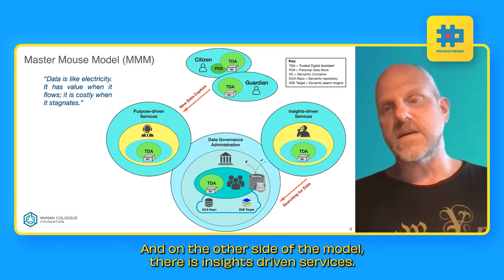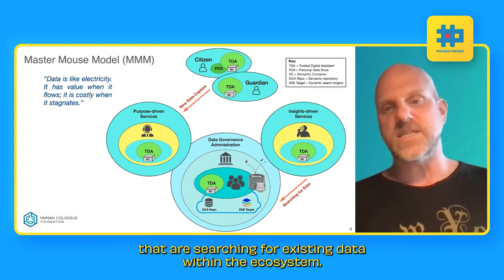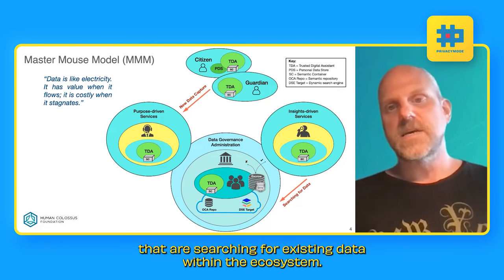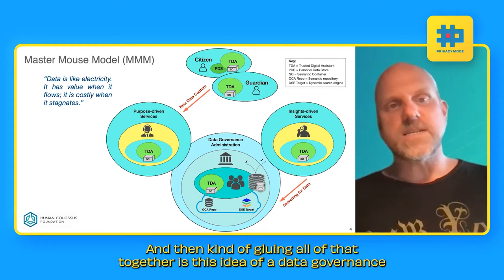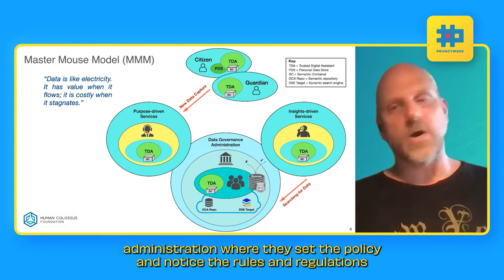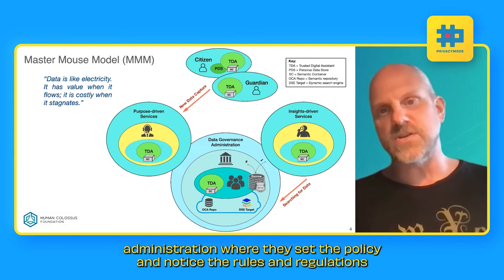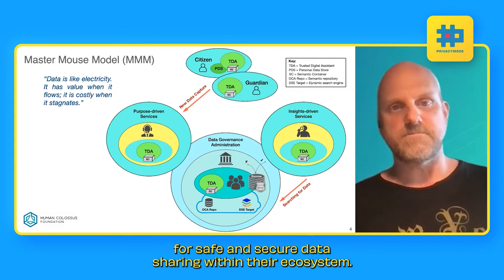That's really where new data is captured into these distributed data ecosystems. And on the other side of the model there are insights-driven services. So, organizations or individuals that are searching for existing data within the ecosystem. And then gluing all of that together is this idea of a data governance administration, where they set the policy and notice, the rules and regulations for safe and secure data sharing within their ecosystem.